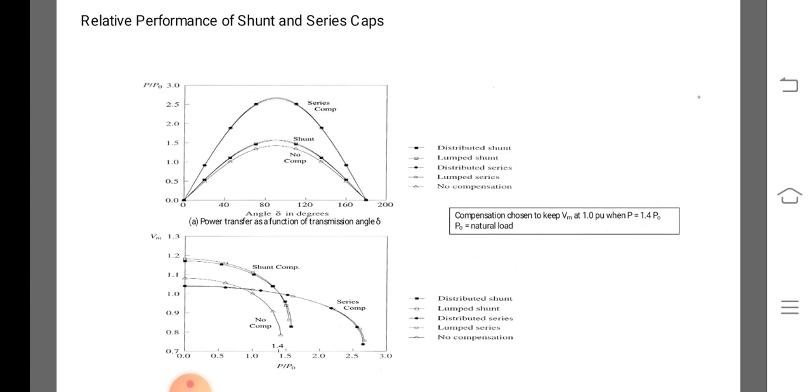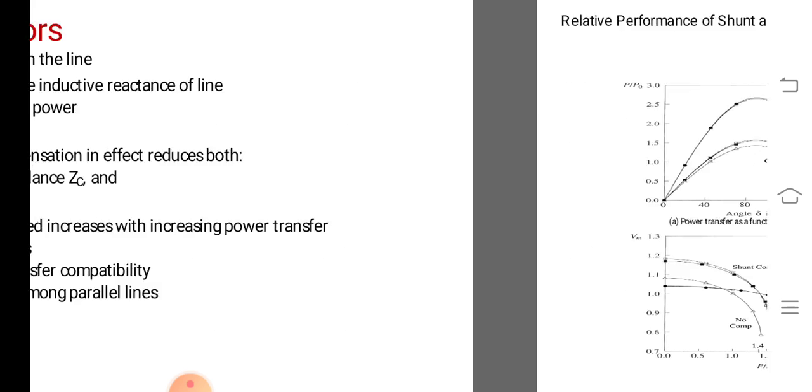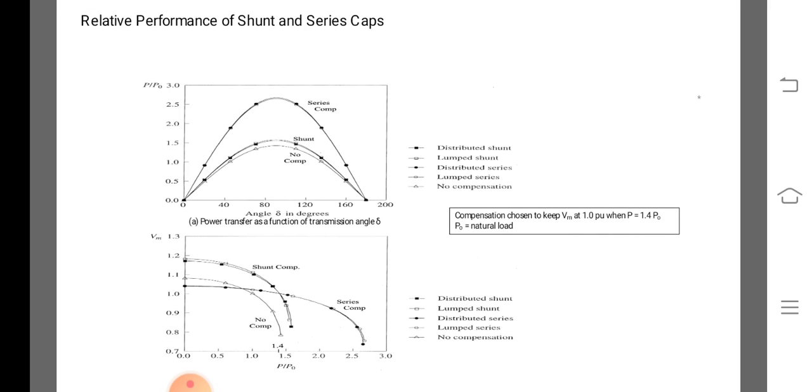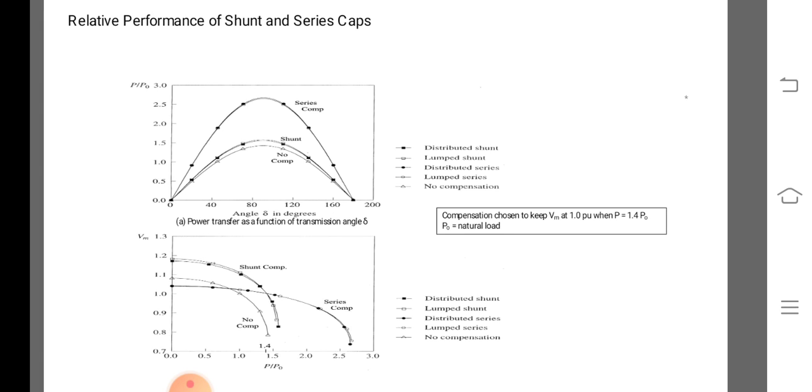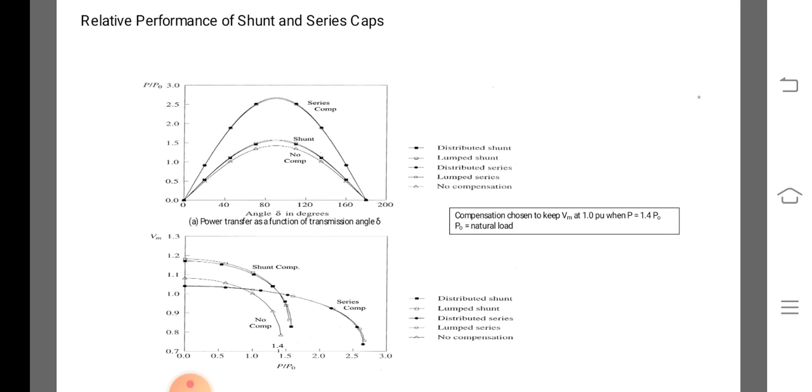The relative performance of shunt and series capacitors: in series capacitors, reactive power generation is proportional to the square of the load current, I square Xc, whereas in shunt capacitors, reactive power generation is proportional to the square of the voltage, V square times omega C.